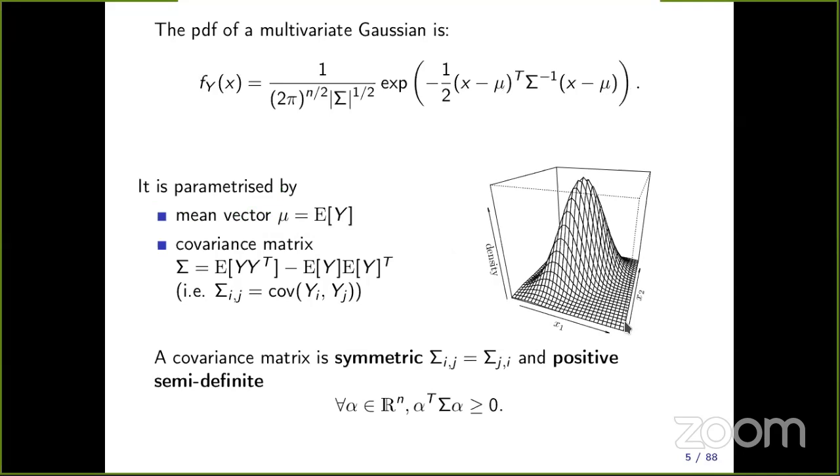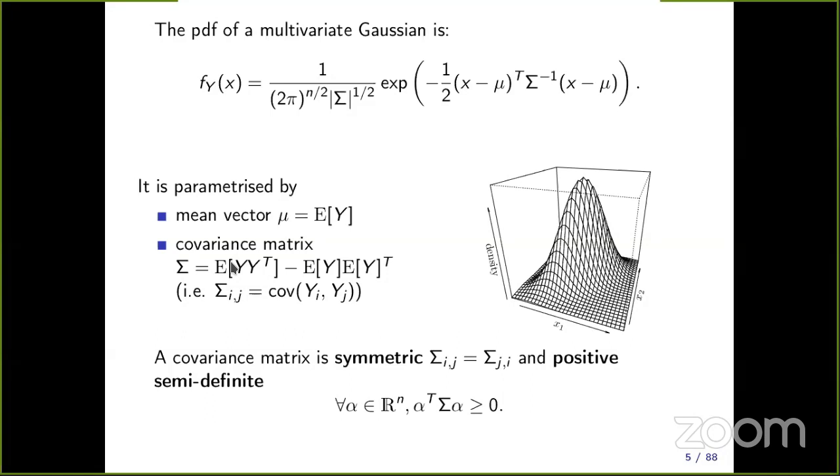The PDF for the multivariate Gaussian is just the generalization of what we've seen in the univariate case. It's the exponent of something that is quadratic. The only difference is that x in this expression is now multidimensional. It's not a scalar anymore. The coefficient in front is just there to make sure that this expression integrates to 1. Similarly to the 1D case, the multivariate normal distribution is parameterized by a mean vector, which has the same dimension as the random vector, and a covariance matrix.